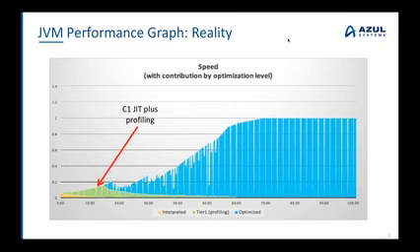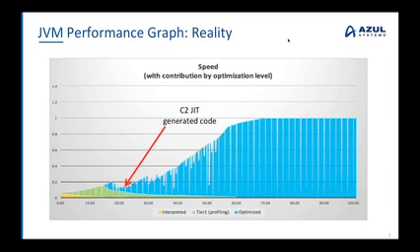So we see a gradual increase in performance. At another threshold, in terms of the times that the method is called, the JVM will then decide, okay, this really is a hotspot of code. Let's recompile it, but use a different compiler. So at that point, we'll use a different JIT compiler called C2, or used to be called the server compiler.